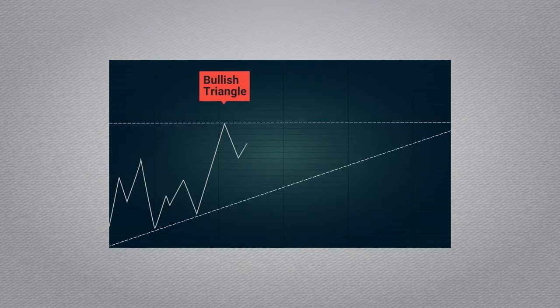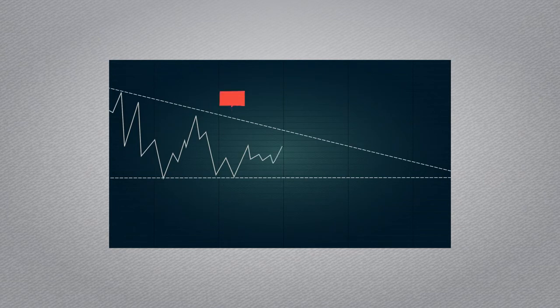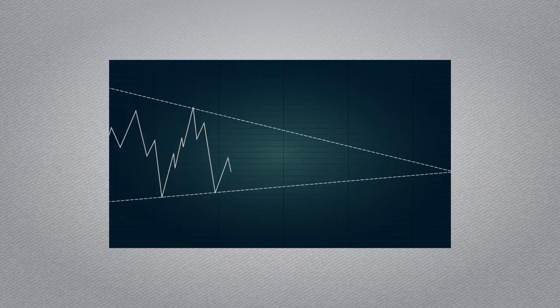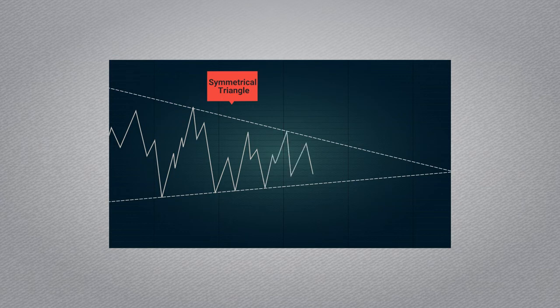A bullish triangle is comprised of a horizontal resistance level and an ascending support level. In a bearish triangle, support continues horizontally while resistance descends diagonally to meet it. And in a symmetrical triangle, support and resistance converge along a diagonal.